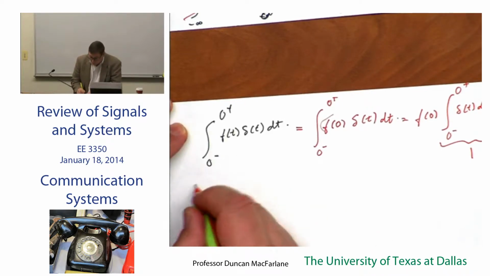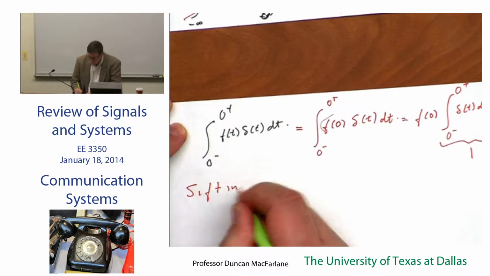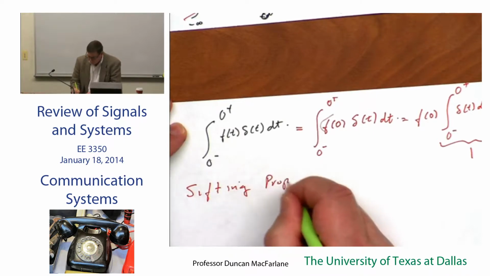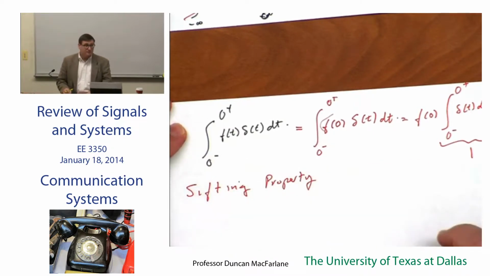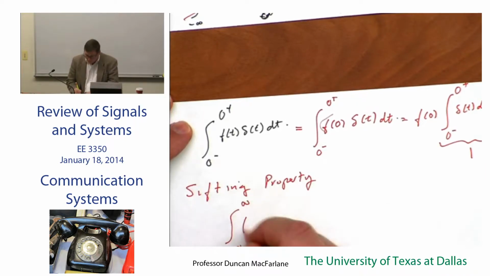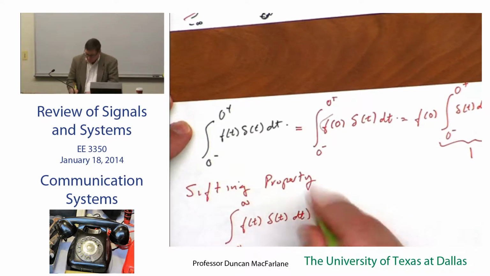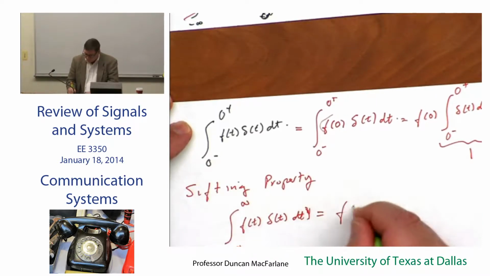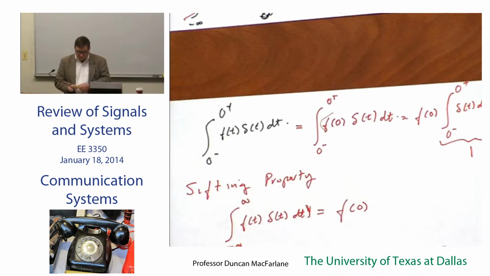So this is called the sifting property. And what it says is that the integral from minus infinity to infinity of f of t delta of t dt is equal to f of 0, or wherever the delta function is.